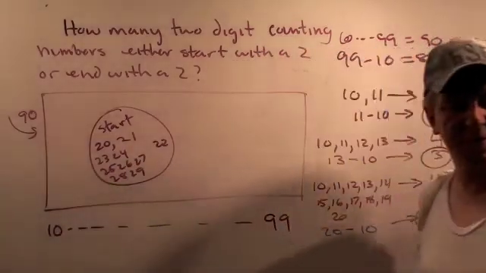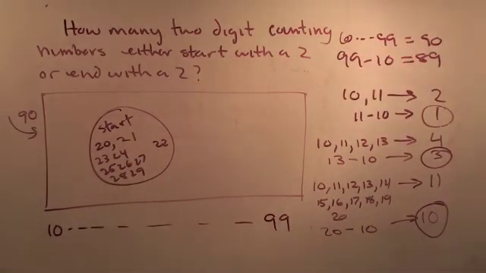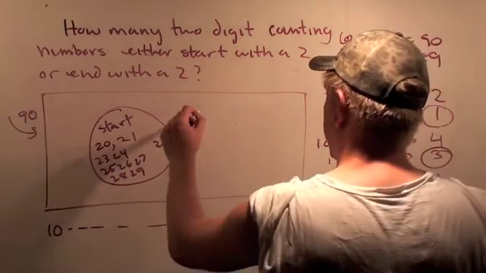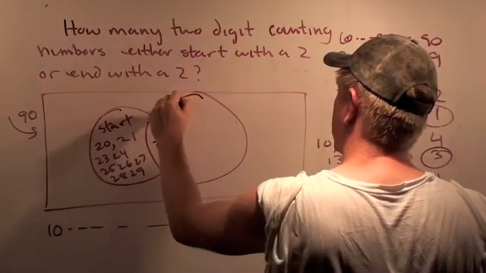Okay, so how many numbers start with a 2? 10. How did you figure that out? Well, because you're not counting 30. How did you figure out that there were 10 numbers in that circle? You just counted them? Okay. What if we did 29 minus 20? What would we get? 9. And so how many numbers are there? 10. There's one more.